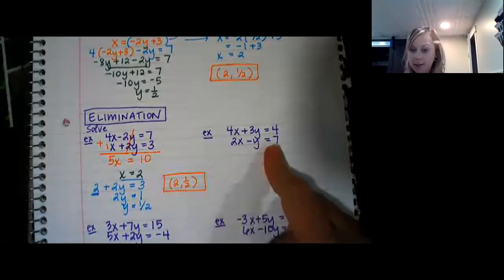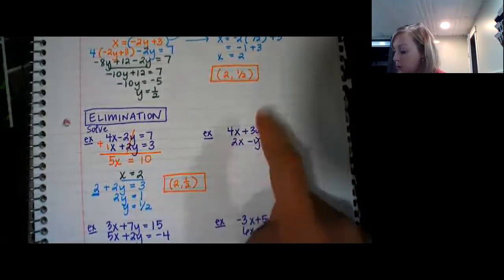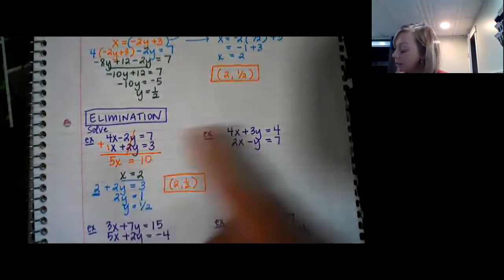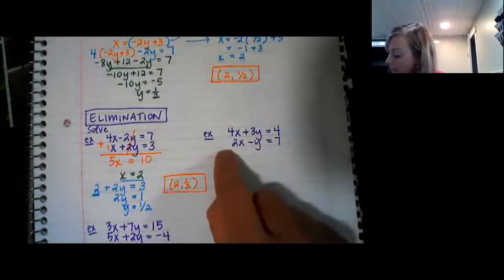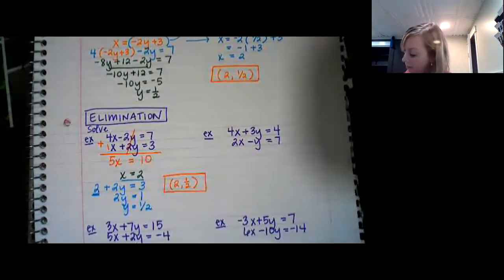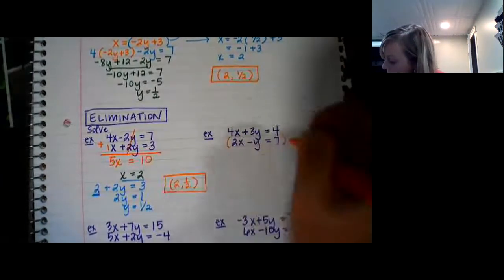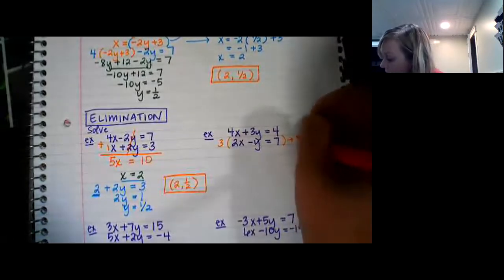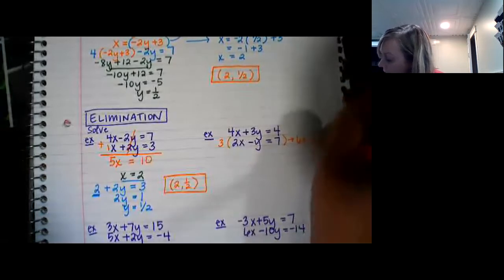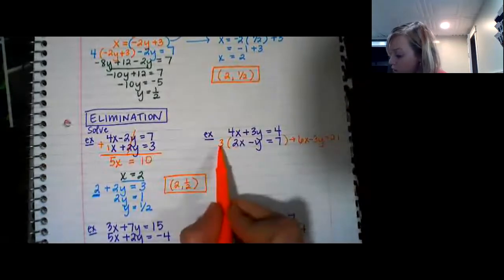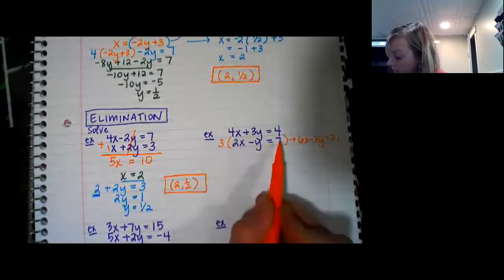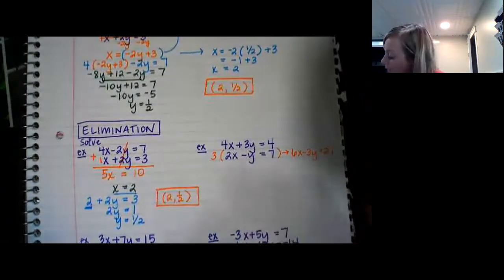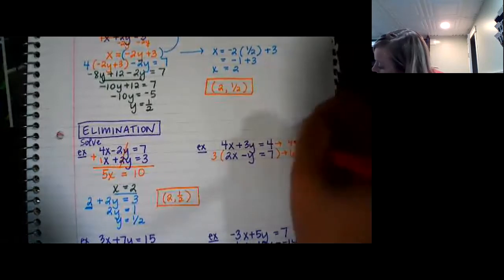Okay, so if we take a look at this next example here, I don't have opposites right off the bat like I did in this one where I had a negative 2y and a positive 2y. However, I noticed that if I multiply my second equation by 3, that would give me opposites. So now the second equation would become 6x minus 3y equals 21. You want to make sure that you distribute that 3 to all the pieces in the equation because I've created an equivalent equation. That's just a factor of 3. And then this first equation is going to stay as is.